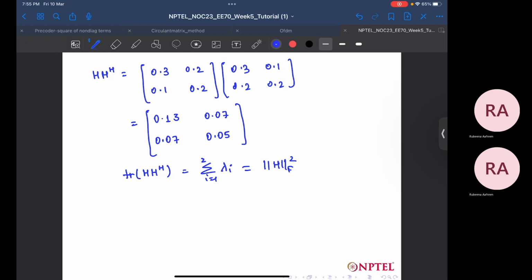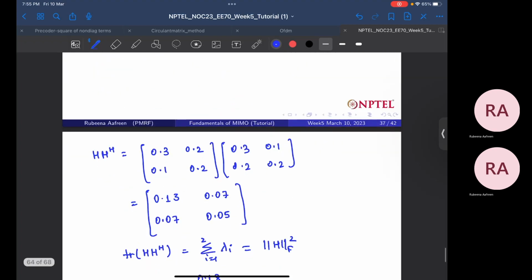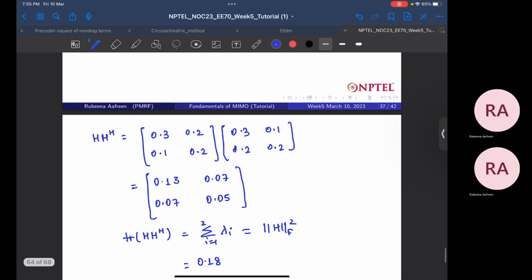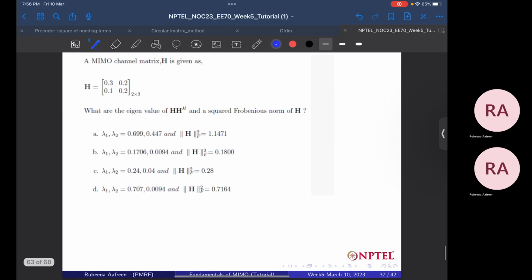So now you see sum of eigenvalues is trace. So that is equal to 0.18. So the 0.18 is the Frobenius norm square, and also the sum of the eigenvalues. So 0.18 is the Frobenius norm square. This should be the answer, but then you should verify the sum of the eigenvalues. So this is also coming to be 0.18. So that is how you have to approach this kind of problems.